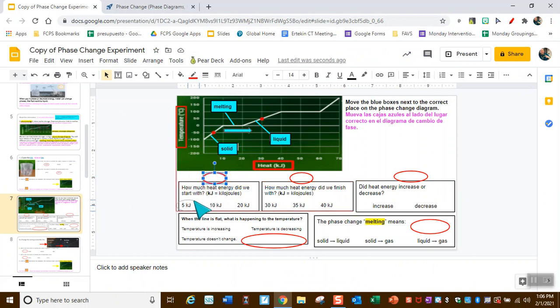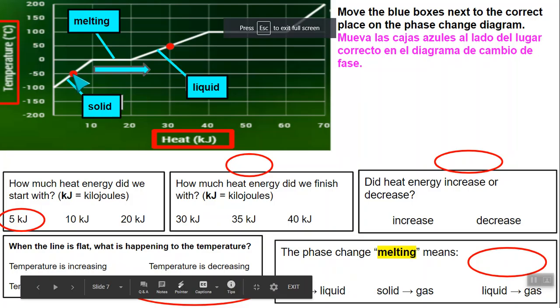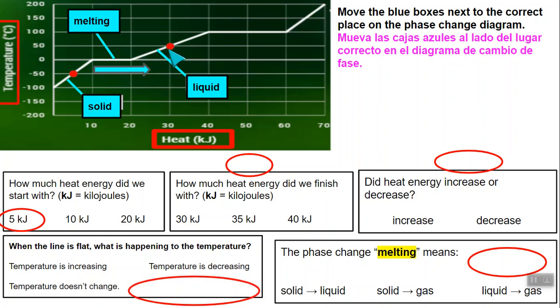So let's move this to 5. We started with 5 kilojoules of energy. The second one, how much heat energy did we finish with? So now we started here, and then we finished over here.